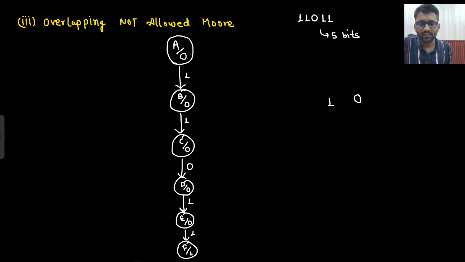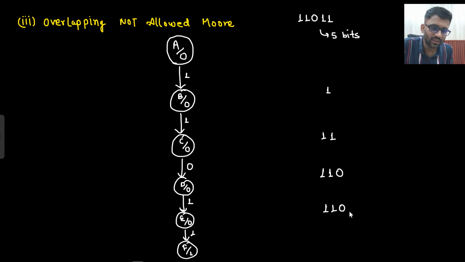Now let's see, if I am at state B, that means 1 has been detected. If I am at state C, that means 1 1 has been detected. If I am at state D, that means 1 1 0 has been detected. If I am at state E, that means 1 1 0 1 has been detected. And if I am at state F, that means 1 1 0 1 1 has been detected.